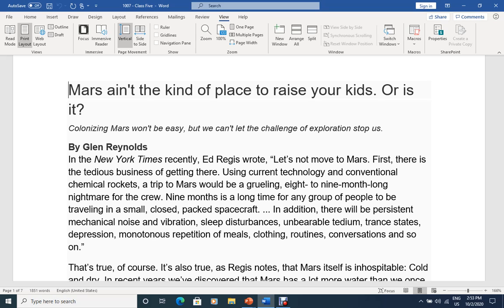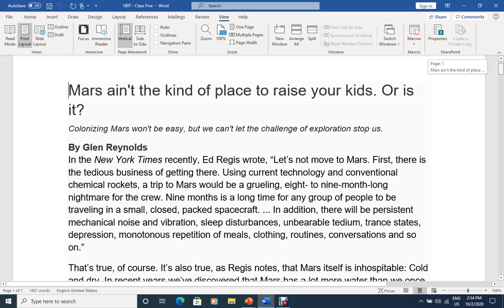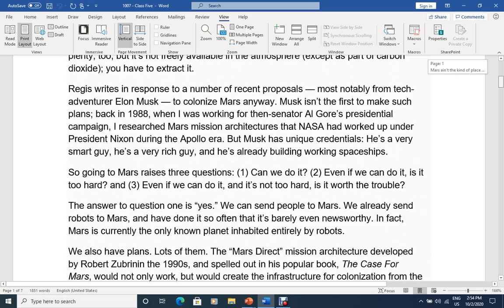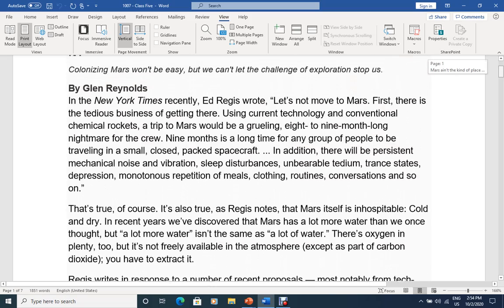Now, we don't have to go into too much detail mapping the article, but it is helpful if we think a little bit about the paragraph structures. So how are the paragraphs being organized? And also the clusters of paragraphs. In other words, what is the author doing in the first part? What is the author doing in the second part? And so on.